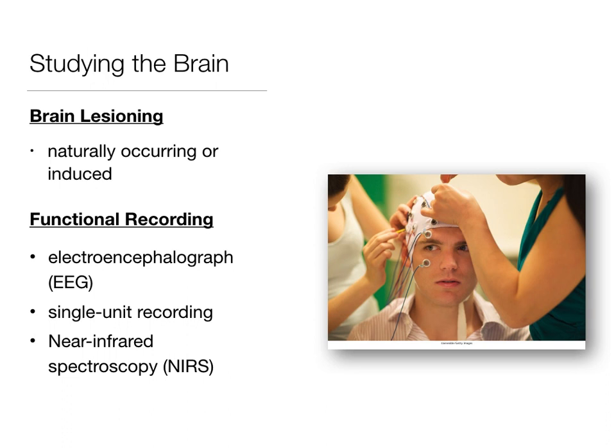Another one that's not as popularly used actually uses lasers. It sounds really scary, but it's near-infrared spectroscopy, NIRS. And it again does the same thing. It measures functional recording, only it does it through blood flow in the brain instead of the electrochemical information. So it's still measuring function. It's just doing it a different way.